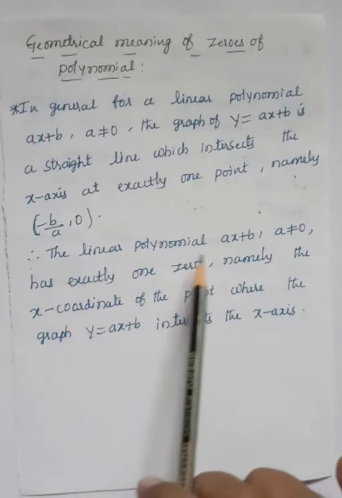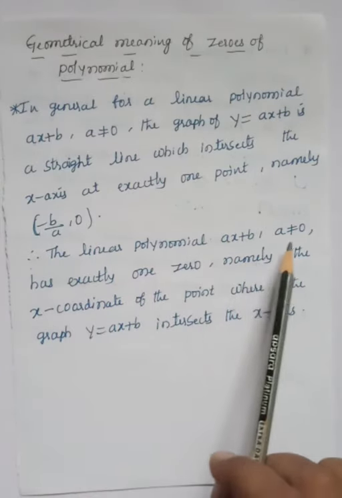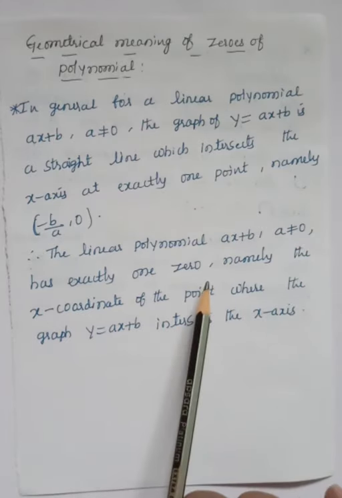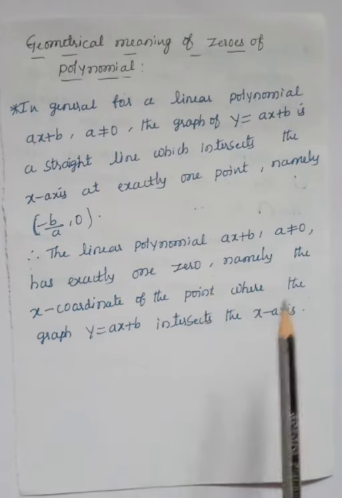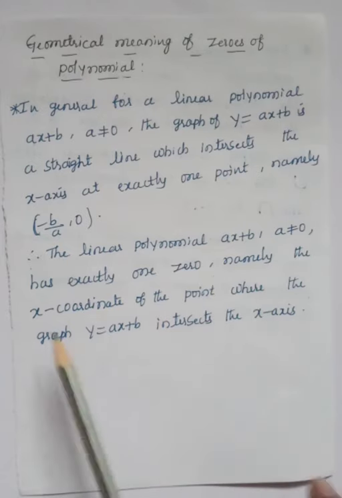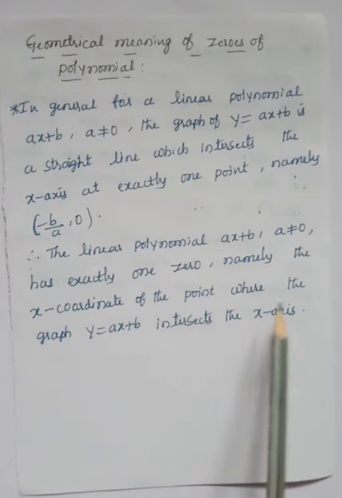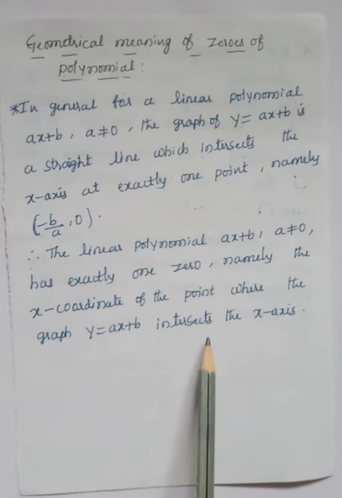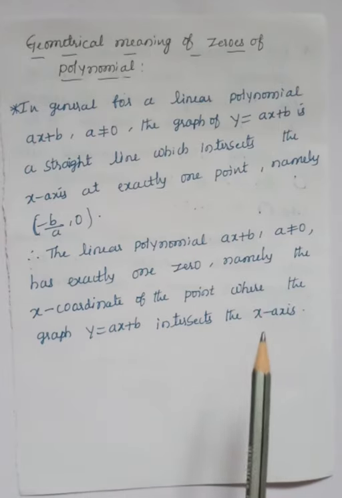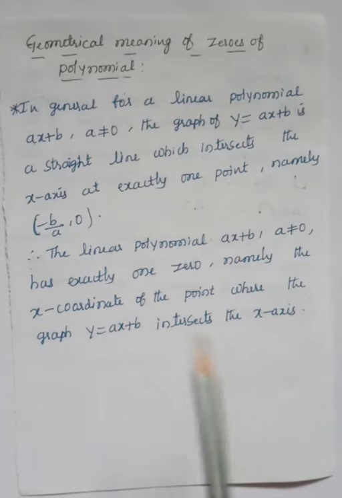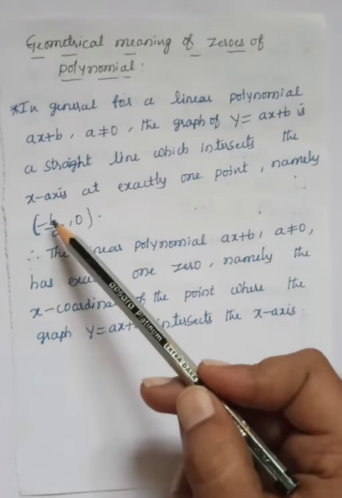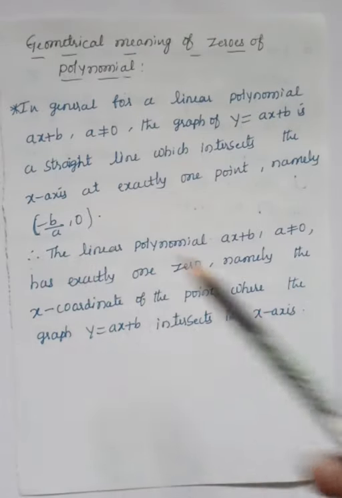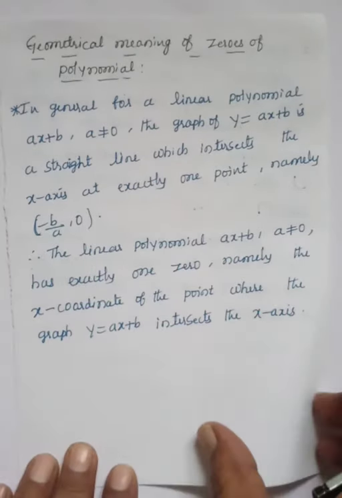Therefore, the linear polynomial ax plus b, where a is not equal to 0, has exactly 1 zero, because it touches the x-axis once, namely the x coordinate of the point where the graph y is equal to ax plus b intersects the x-axis. See, the general form is minus b by a comma 0, which is the 0 of the linear polynomial.